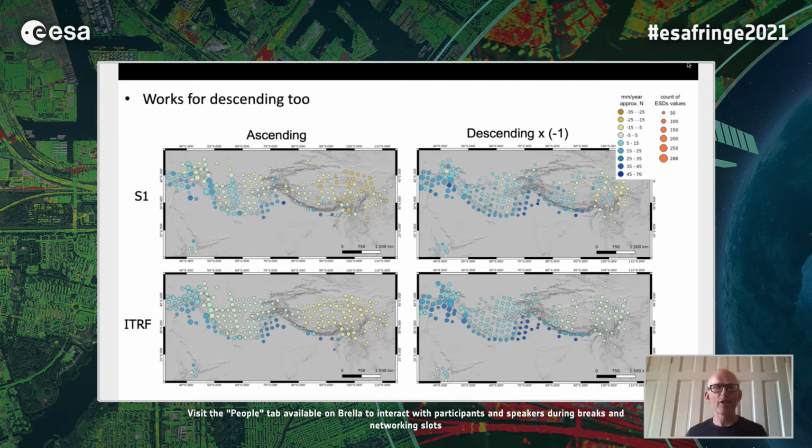And it works for descending too. This is a zoom in on the Alpine Himalayan region. And again, you can see a good correspondence between the two. So some of the differences between the data and the ITRF will be due to noise, but some will be real, of course. ITRF is a simplified model of plate motion, and we know that it's more complicated in these regions of collision.